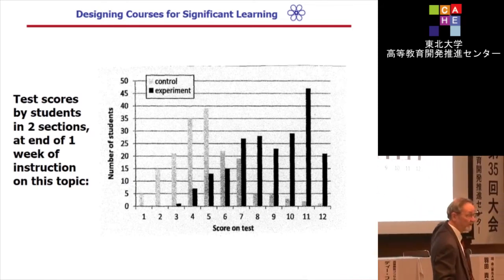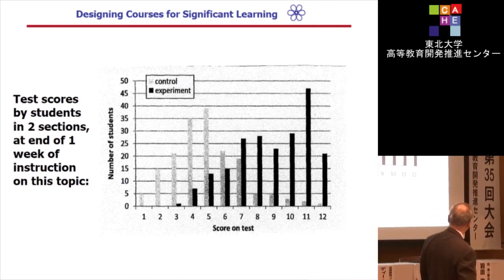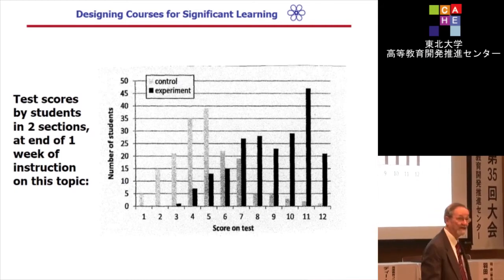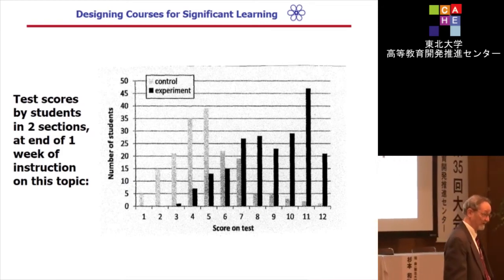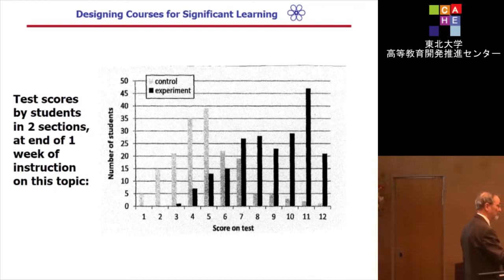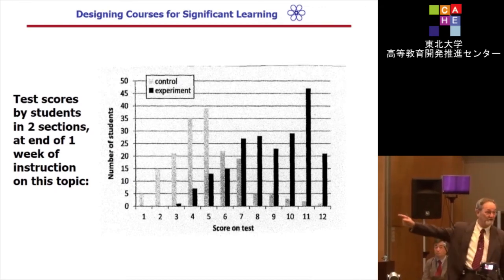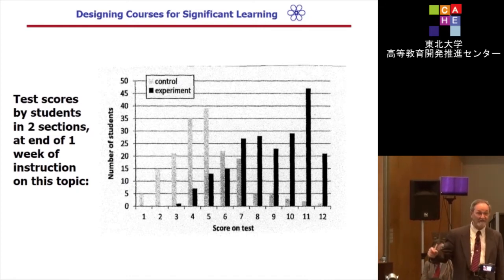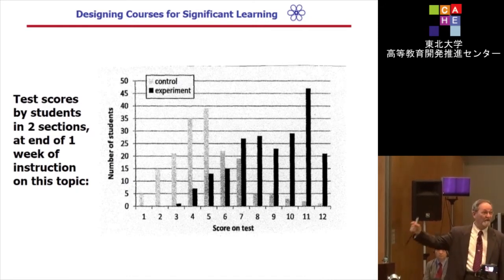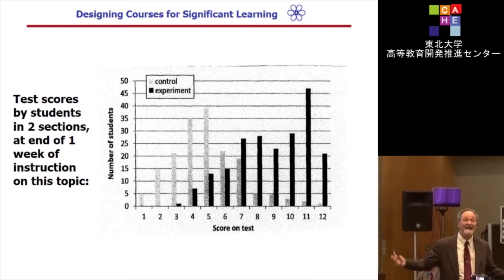But in the experimental section, the one where they worked problems in class, that's the dark line, and most of the students got 10, 11, or 12 questions correct. They basically more than doubled the amount of correct answers. What was also interesting about that was question number 12. If you read the article very carefully, question number 12, the students in the experimental section did not even study that. They didn't get to it.